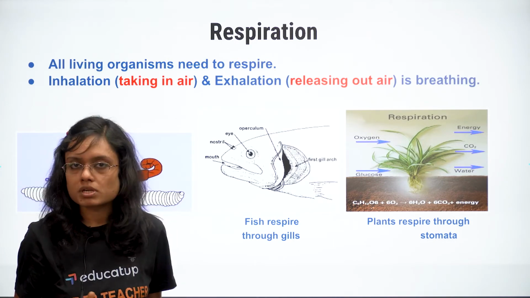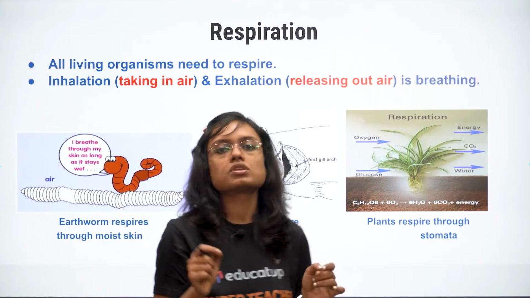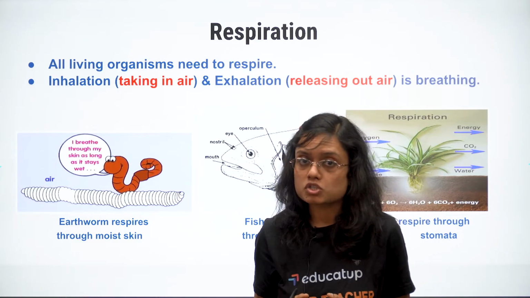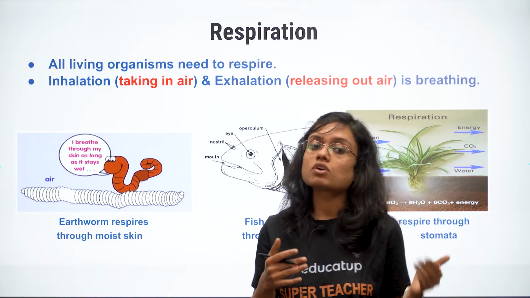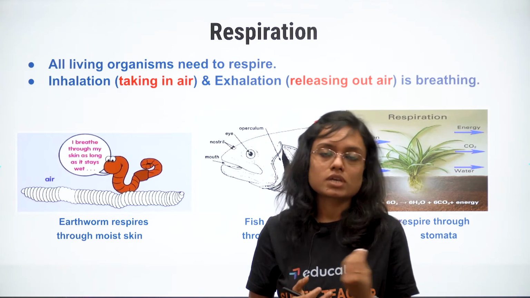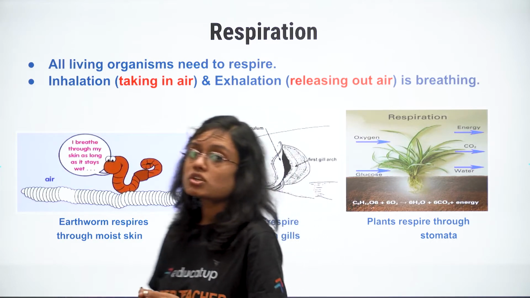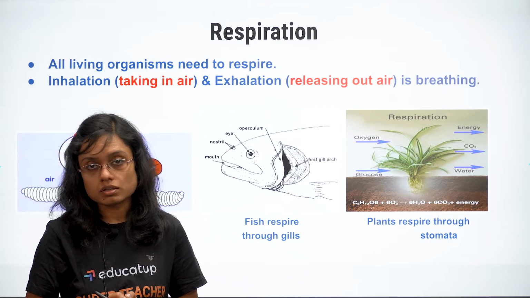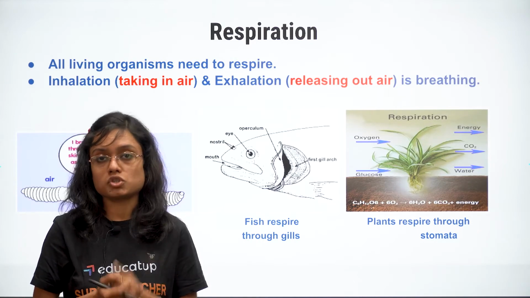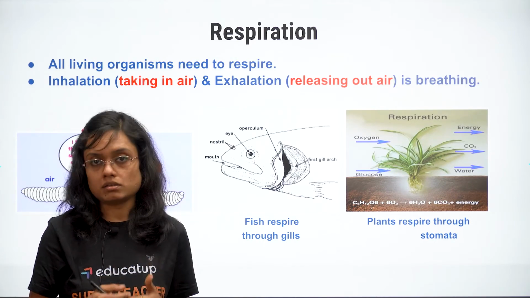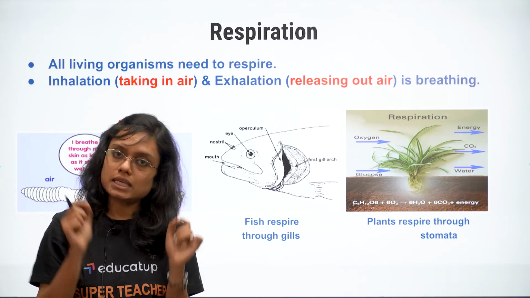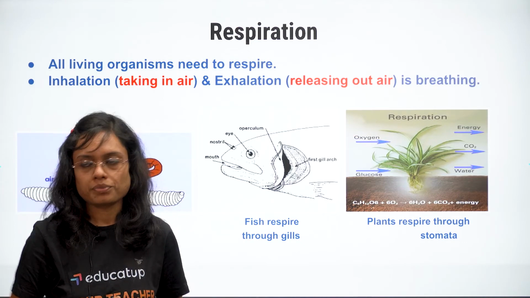That is your complete respiration, and every living organism shows this particular feature. Organs can be different to respire, but the process of respiration will definitely be there. Like in case of earthworms, they respire through moist skin. In case of fish, they have gills to respire. They have different organs. Plants have stomata present on their leaves for respiration. Humans have lungs to respire. So every living organism has a different organ to do respiration, but each one of them will do respiration.